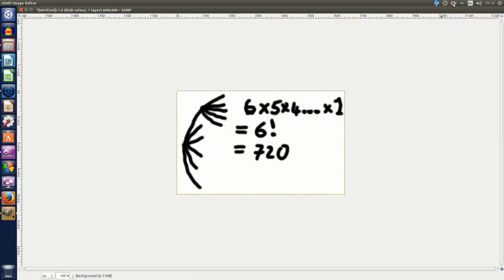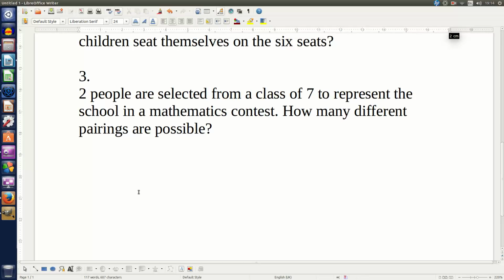Okay, right. Let's have a look at the last type of problem, which I just want to mention because they could conceivably make it this difficult. So this last question is simply this. Let's say I have a class of 7 people and I'm selecting 2 of them to represent the school in a maths contest. How many different possible pairings are there?